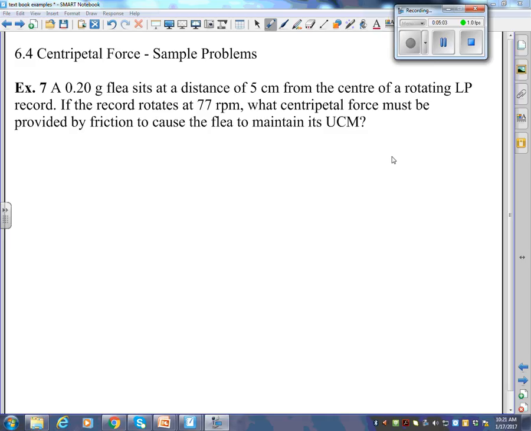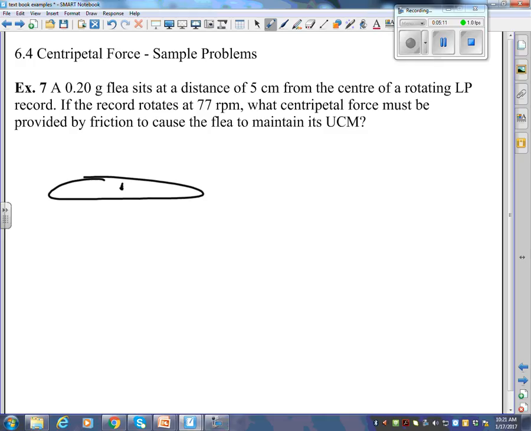It's kind of hard to draw a picture here. Here's the record. There's the center of it. And here's this little tiny flea. This radius is 5 centimeters or 0.05 meters. As it's going around, the flea is trying to fall off, due to inertia. So what provides the centripetal force? Friction. Fc is the friction force.